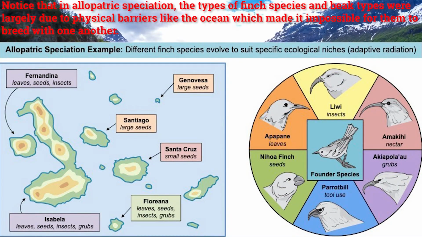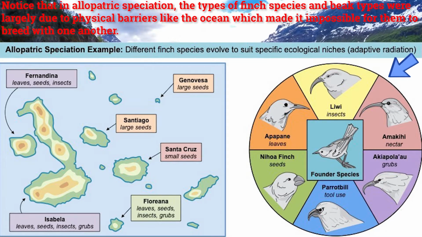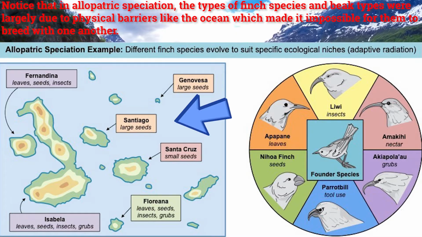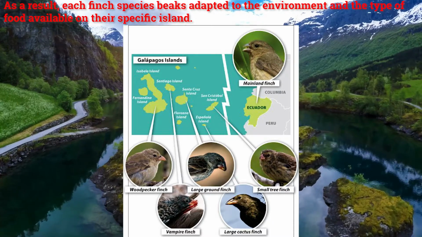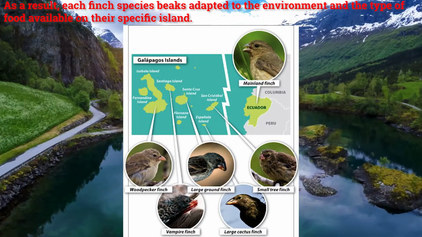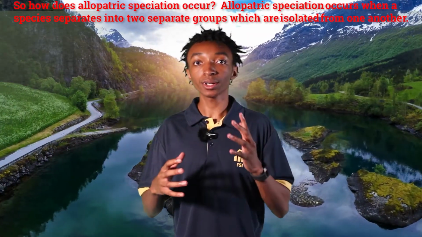Notice that in allopatric speciation, the types of finch species and beak types were largely due to physical barriers like the ocean, which made it impossible for them to breed with one another. As a result, each finch species adapted to the environment and the type of food available on their specific island. So how does allopatric speciation occur?